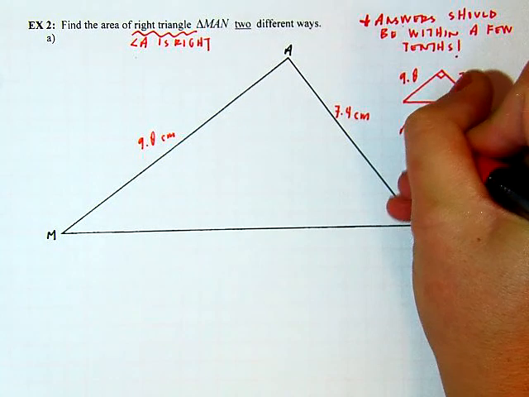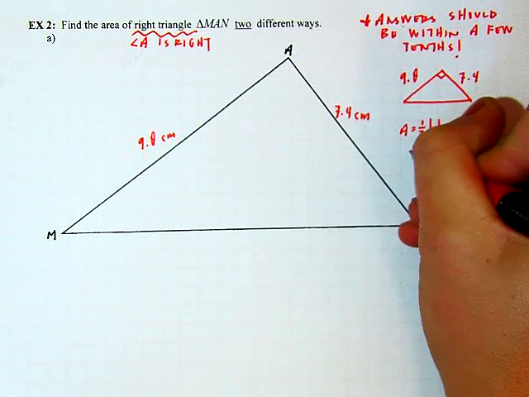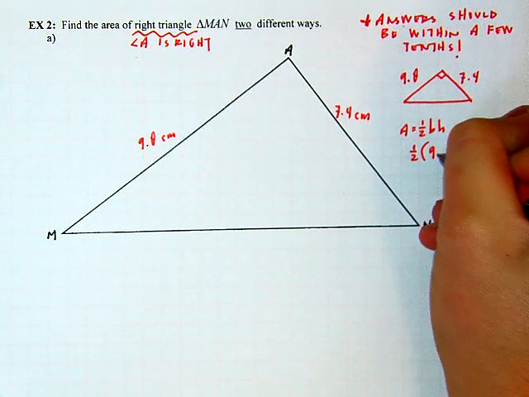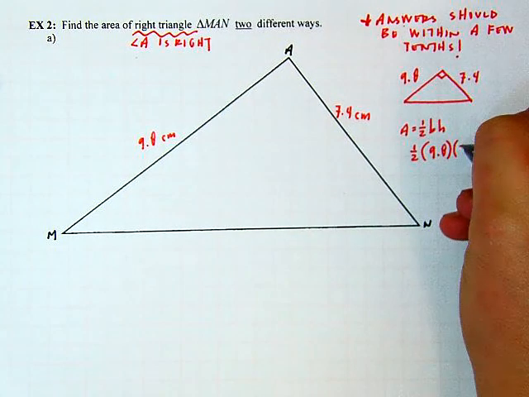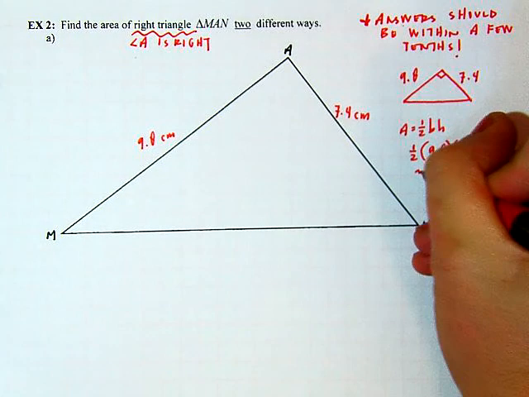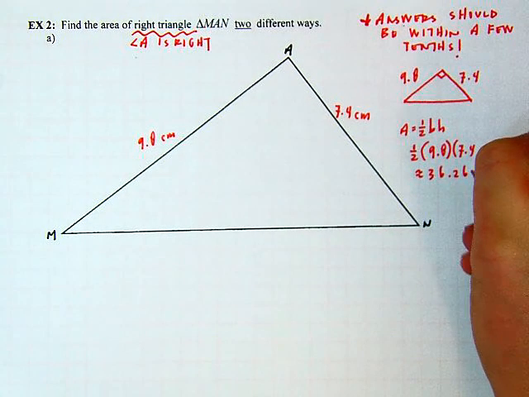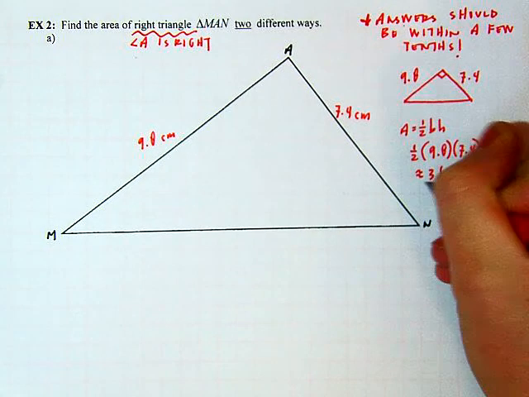All right, so if I'm treating it like a right triangle, where this is 9.8 and this is 7.4, I can do area is half the base times the height. So half of 9.8 times 7.4. What is that going to get me? That's going to get me about 36.26 units squared.